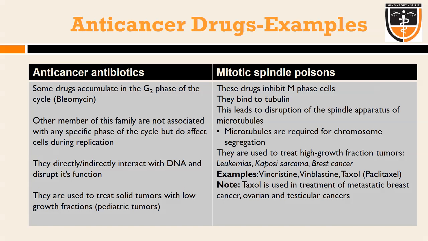And they will actually affect all of the cells, because the pediatric cancer cells are going through the cycle rather slowly. Okay? So they will directly or indirectly interact with DNA and disrupt its function. So they're used to treat solid tumors with low growth fractions such as pediatric tumors. I actually worked on a drug known as daunomycin or adriamycin, which is a fantastic drug. It's an awesome drug. It solves all the problems. However, it kills a certain population of patients from heart failure in 10 years.